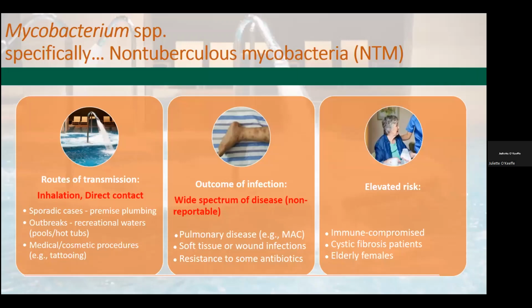Mycobacterium is the second group that we looked at, which is a huge group of bacteria, which is responsible for diseases ranging from tuberculosis to leprosy. But when we're looking at premise plumbing and potable water, we're concerned with the non-tuberculous mycobacteria, or the NTM, which includes things like Mycobacterium avium complex. And with this group, routes of transmission can be inhalation, but you can also have infections from direct contact.